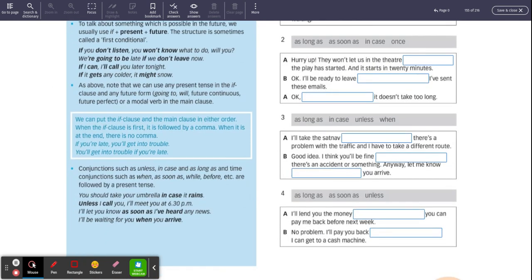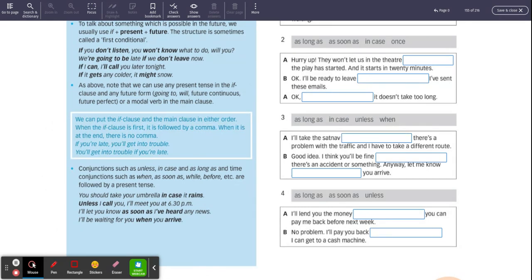So we can say, if you're late, you'll get into trouble. But we can also say you'll get into trouble if you're late. And the only difference is if we begin with the main clause, that's the one with the subject of the sentence in it, you will get into trouble, then we don't have a comma in the middle. But if we start with the conditional clause, the if clause, if you're late, you'll get into trouble, there's that comma in the middle.